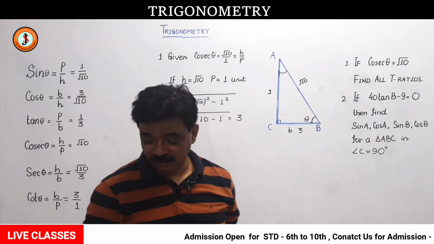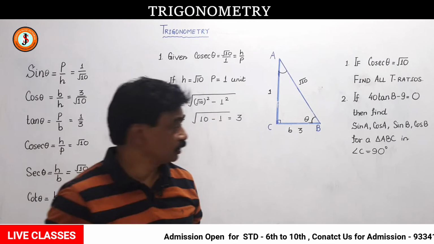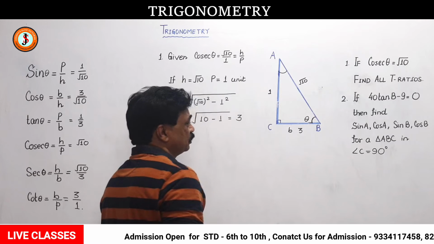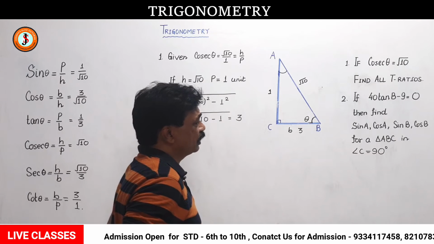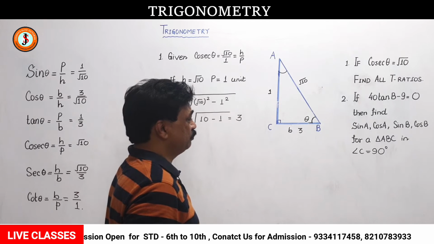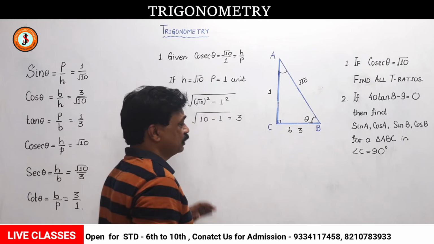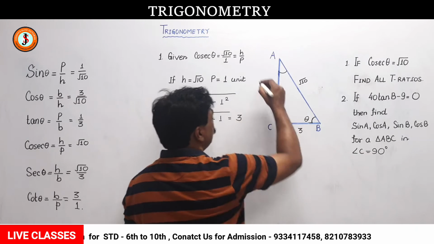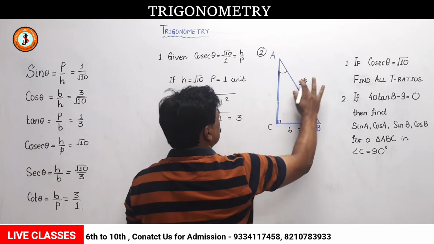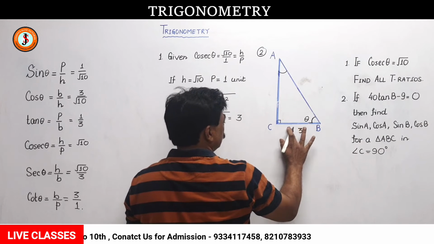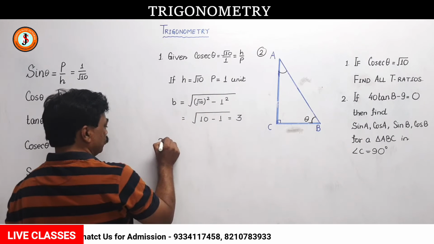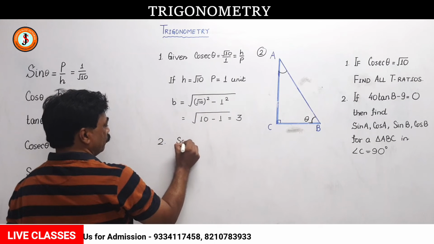Now we go to the second problem. Let us see the second problem. It says, if 40 tan B minus 9 is equal to 0, then find sin A, cos A, sin B, cos B for a triangle ABC in which angle C is 90. So already we can use this figure for question number 2 also. Only thing is we have to remove the sides of the previous one. Let us remove this. Now I am trying to solve the solution of question number 2.